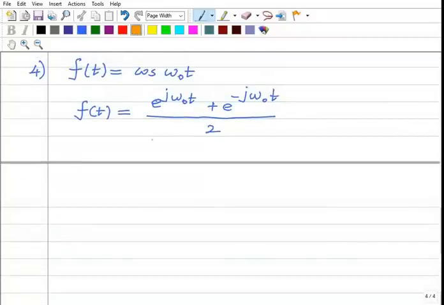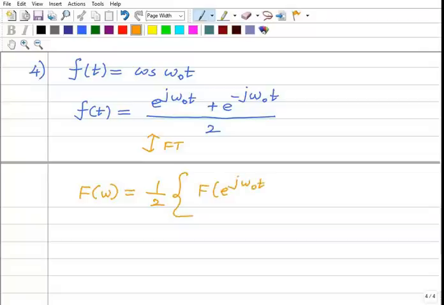So now you apply Fourier transform for this entire equation. So left hand side f of t will become F of omega. This 1 by 2 is constant. So Fourier transform is basically a linear transform. If I apply Fourier transform for the left hand side, then I need to apply for each and every term in the right hand side. So it's nothing but Fourier transform of e power j omega naught t plus Fourier transform of e power minus j omega naught t.